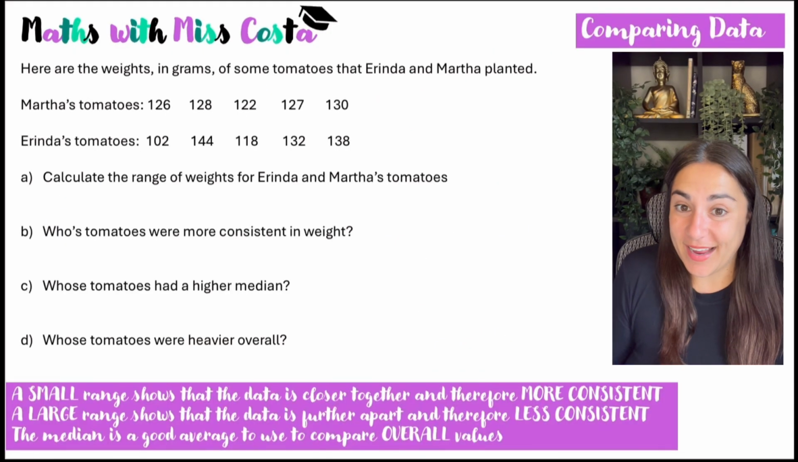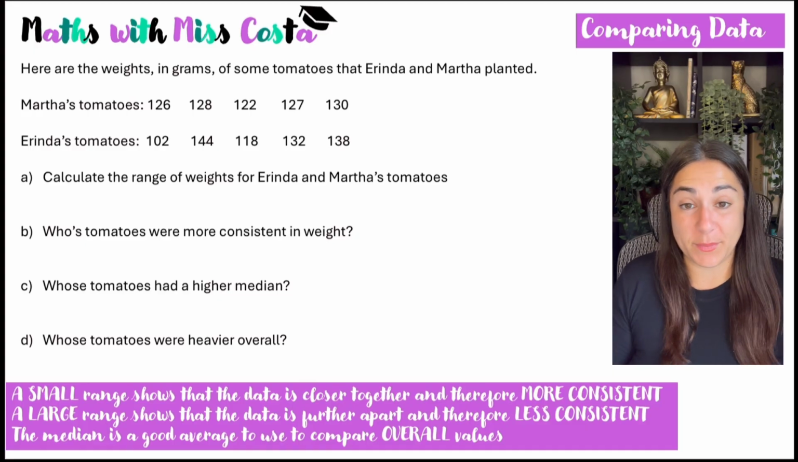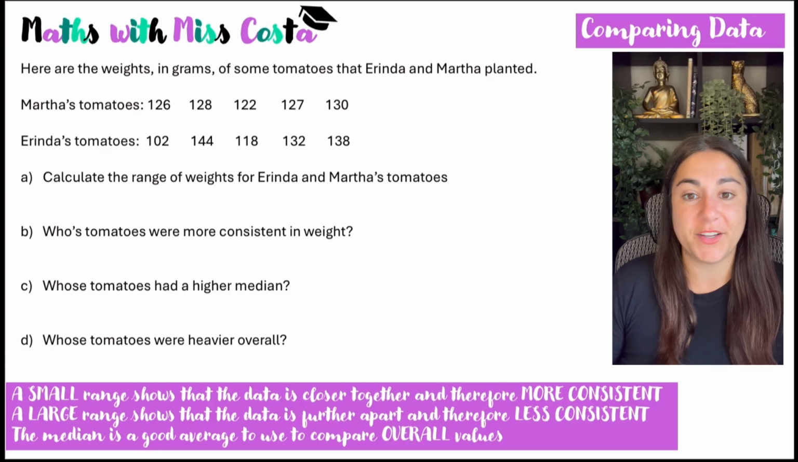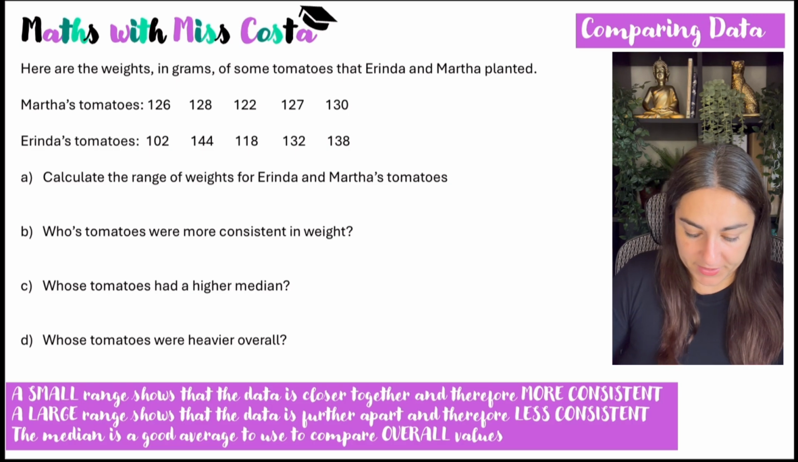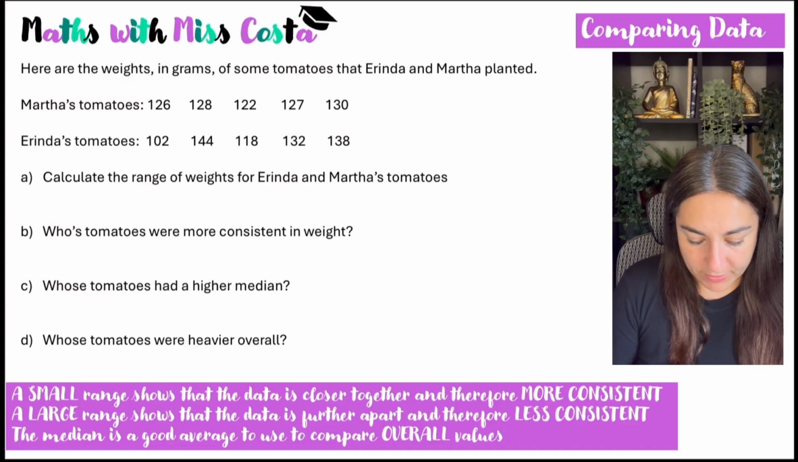Okay, so here I am going to be dealing with what happens when I've got 2 sets of data and I want to compare them. So I'm told that here are the weights in grams of some tomatoes that Arinda and Martha planted. First thing I need to do is calculate the range of weights for Arinda and Martha's tomatoes. So the range for Arinda and the range for Martha.